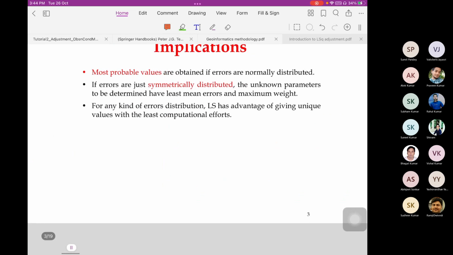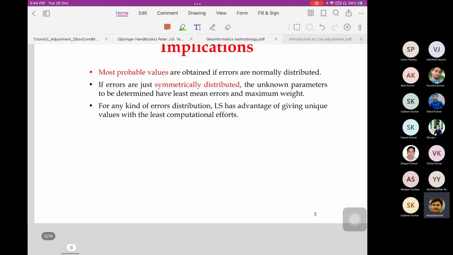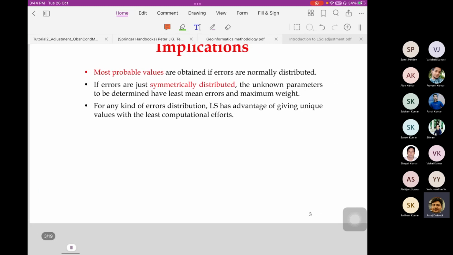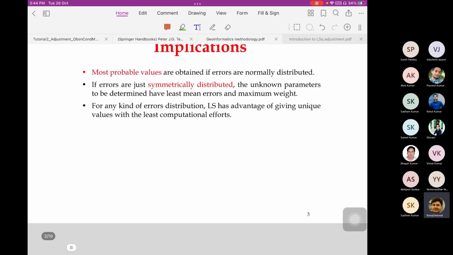Okay, so what are the implications? The implications are very simple: the most probable values are obtained if errors are normally distributed. So these are the implications which you need to understand. And if errors are just symmetrically distributed, the unknown parameters to be determined have least mean errors and maximum weight. For any kind of error distribution, least squares has the advantage of giving unique values with least computational effort.